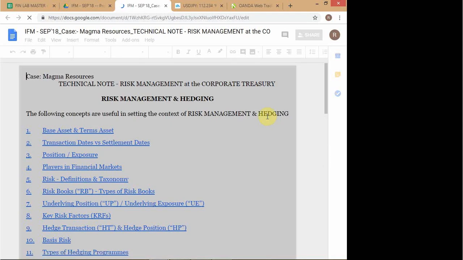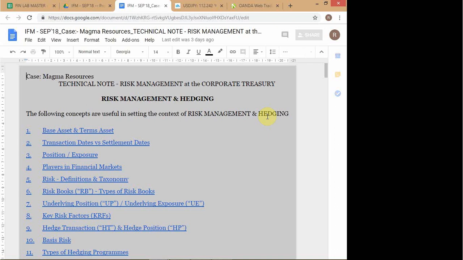So the underlying position essentially is the position that you have as a result of your business activities. One of the business activities that you have done here is that you have taken out financing in yen because you thought that yen interest rates were so low compared to US dollars. So you thought, great, I've got cheap financing, let me take out a loan of 5 billion yen. So you've done that.